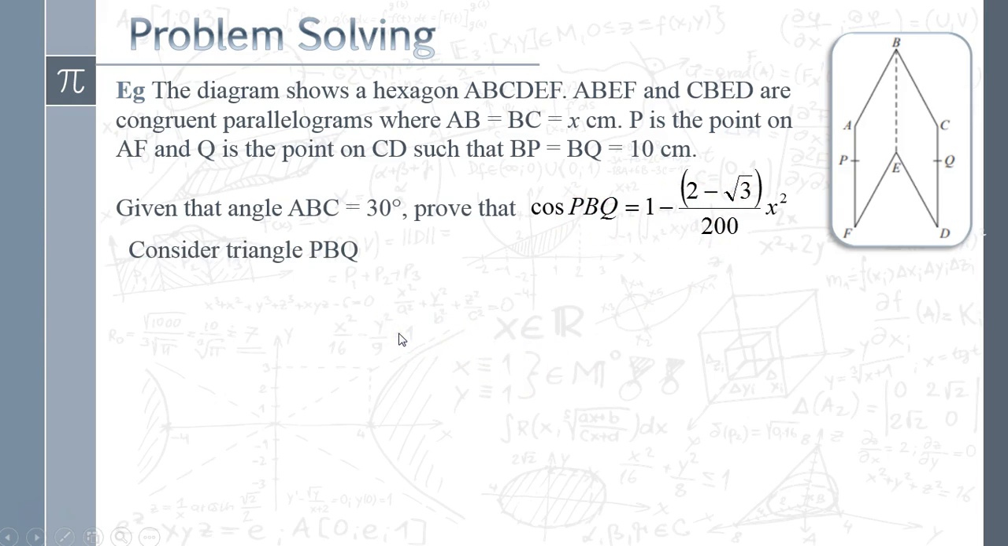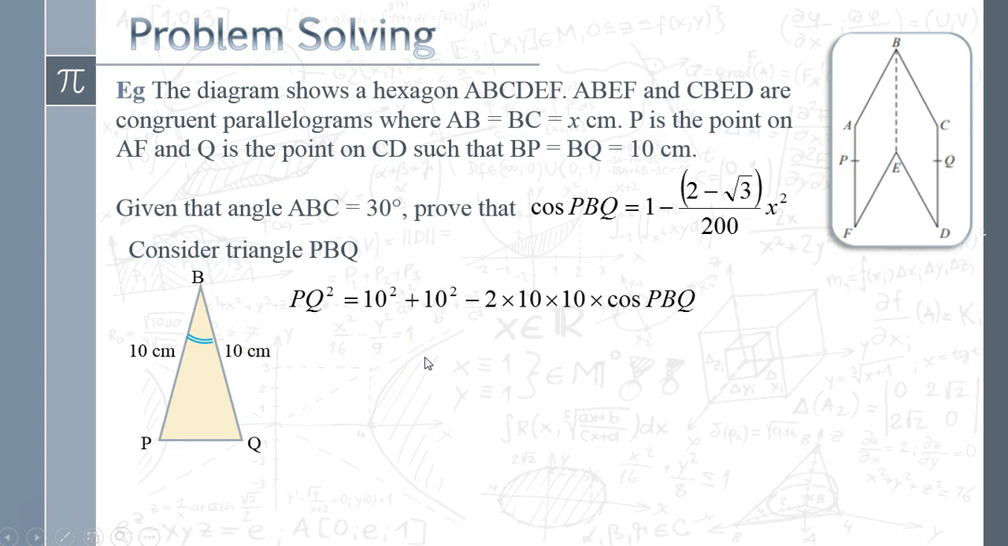So let's start off with triangle PBQ. That's the triangle going from there to there to there. The reason I picked that one is because it's the cosine of PBQ, i.e. this angle here, that's the thing I'm trying to find. So let's kick off with the cosine rule.